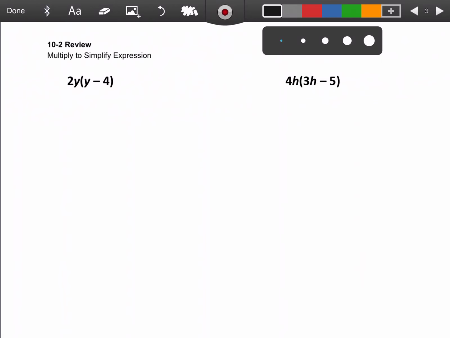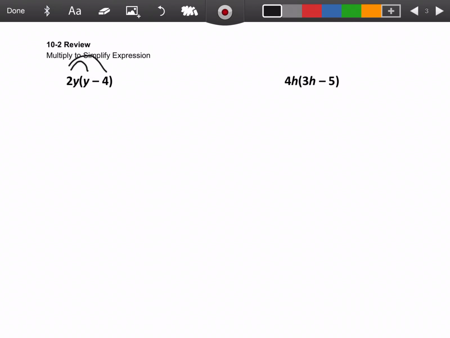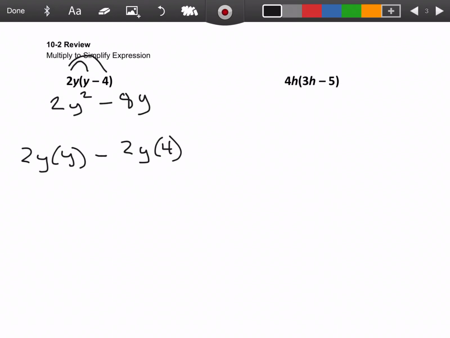Next one we will be doing is 10-2 review, which is multiplying expressions. And this is just like bombing the fort, like you were taught in 8th grade. So we have 2y times y, that would be 2y squared. And then we have 2y times a negative 4, that would be a negative 8y. So if you wanted to break that down kind of like this, 2y times y minus 2y times 4. Maybe that would be a better way of doing it there.